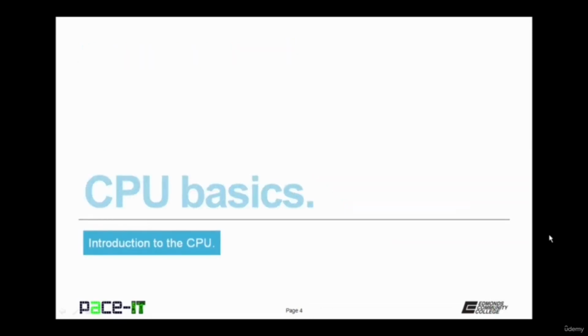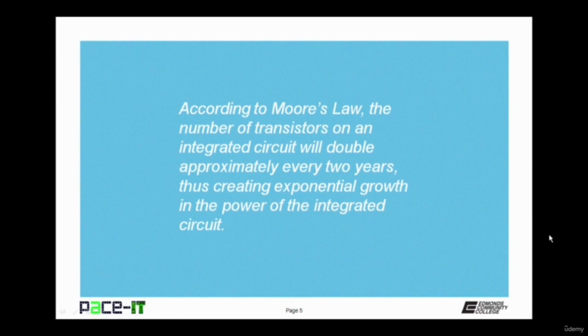So let's begin with some of the basics of the CPU. According to Moore's law, the number of transistors on an integrated circuit will double approximately every 2 years. This creates an exponential growth in the power of the integrated circuit. Now, Moore's Law was introduced back in the 60s, and it still pretty much holds true for today's CPUs.